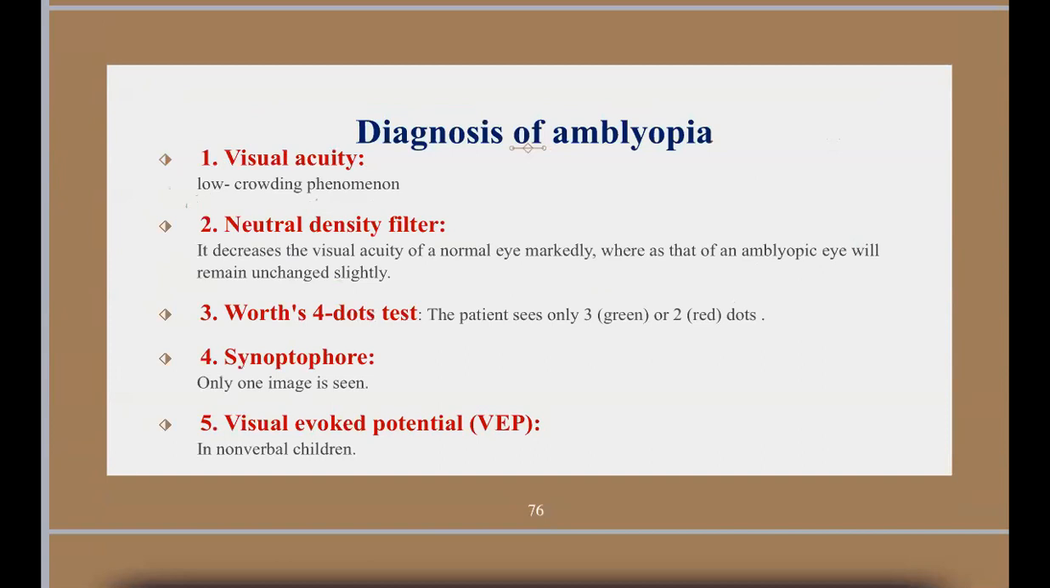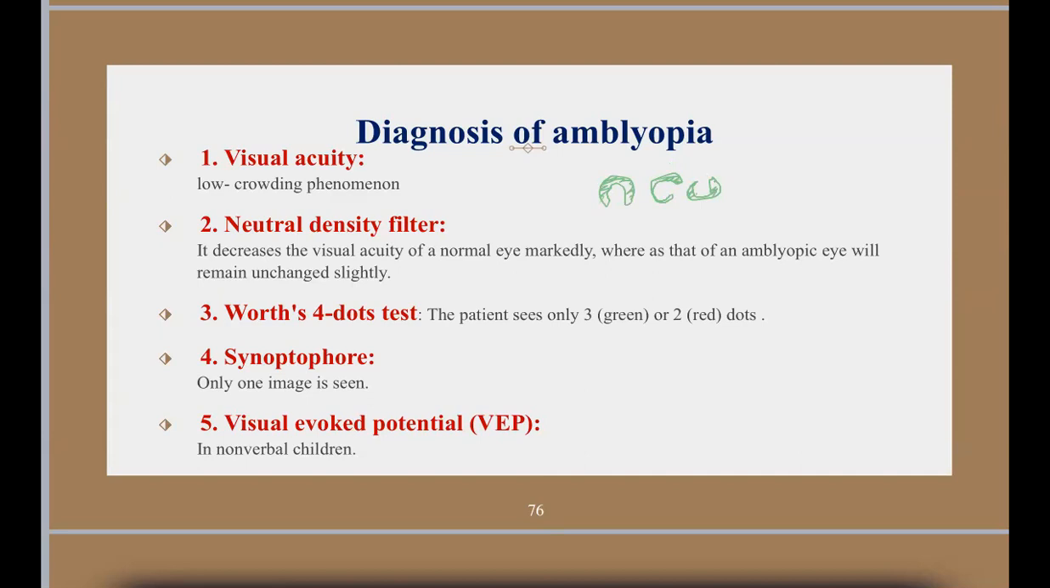What do you mean by crowding phenomenon? I see that the patient or the child can see the letter alone. He is telling me that this is C with the opening to the right. This is correct. Okay, and if this C is written beside another C which is looking upward and another C which is looking downward, something like that, this patient won't see either of them clearly. Why? Because of the crowding phenomenon.